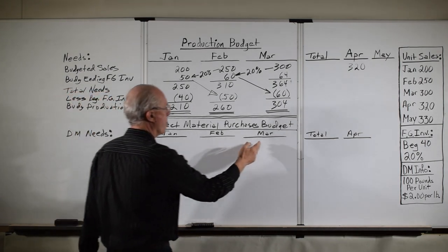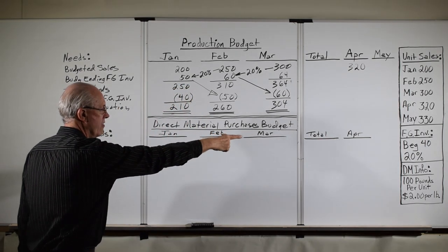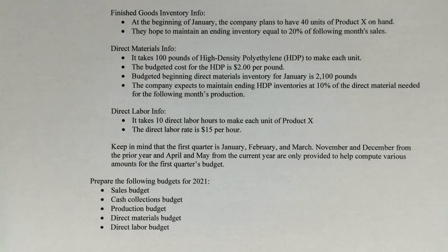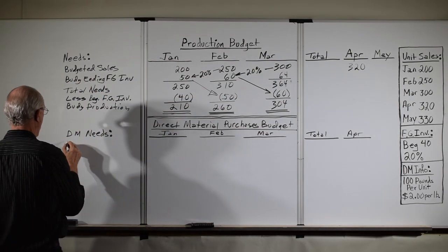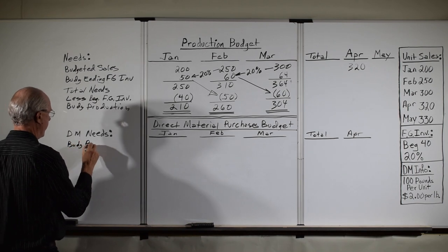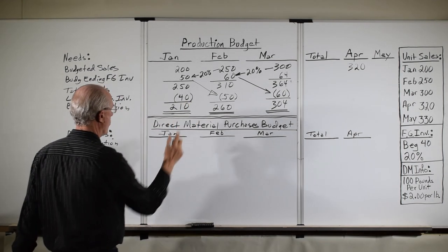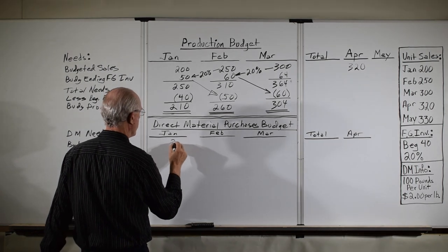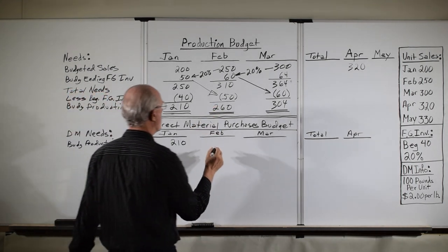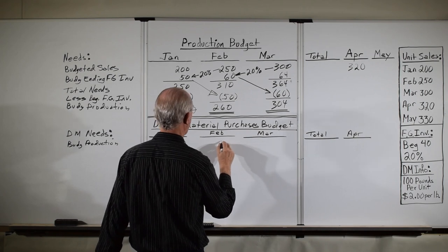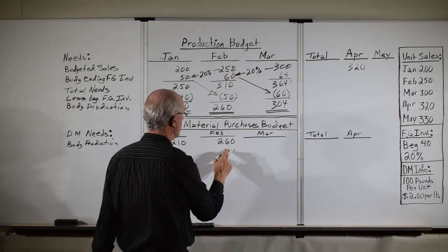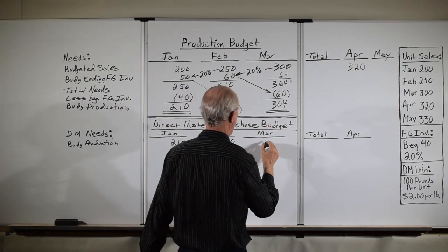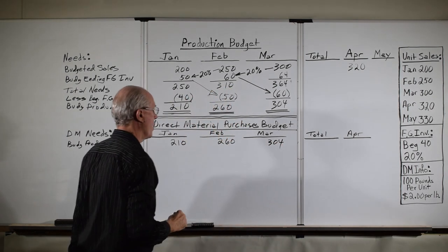We've got January, February, March, the total, and we're also going to need information for April, and we're going to begin with our needs. What do we need direct material for? Well, first of all, we need the direct material for production. So for budgeted production, we've already done this budget, so we just move those budgeted production amounts into place, take them off the production budget, and enter them on the direct material purchases budget. So January's 210, February's 260, March is 304, all budgeted production amounts.